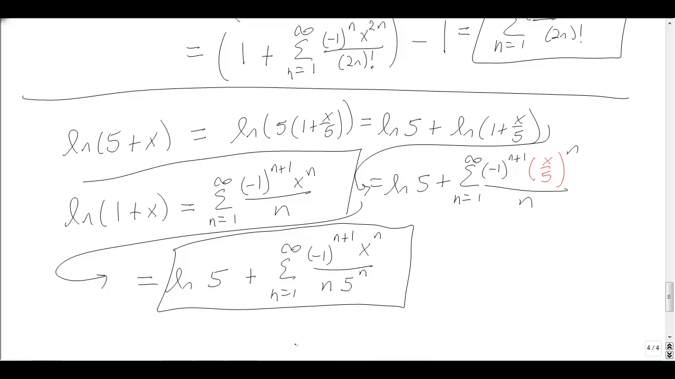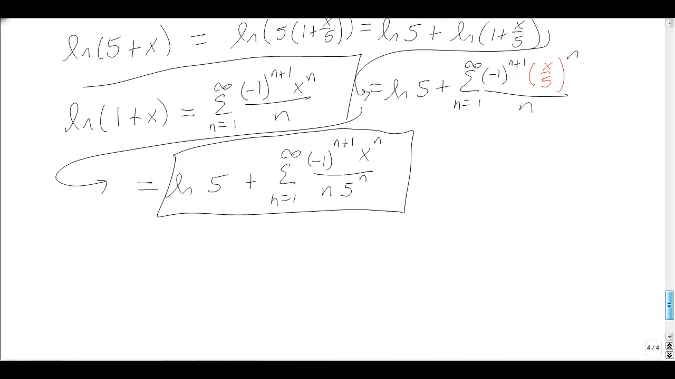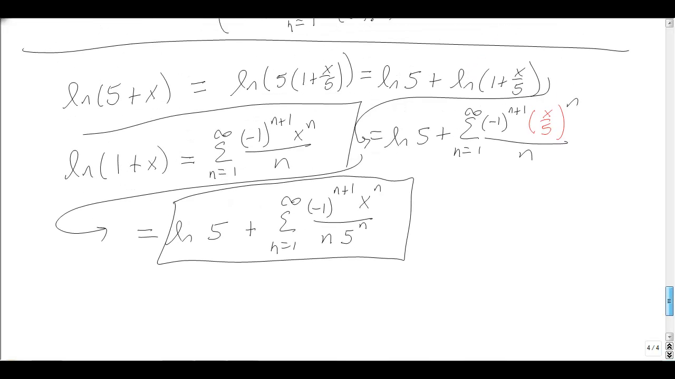I mean, I could make a sequence where I say a_n equals negative 1 to the n plus 1 over n times 5 to the n for n greater than or equal to 1, and a_0 is natural log 5, but that just seems sort of awkward here. I guess technically maybe that's what I should be doing, but this is really your series for natural log 5 plus x.